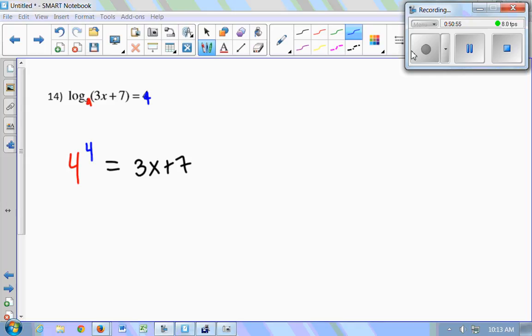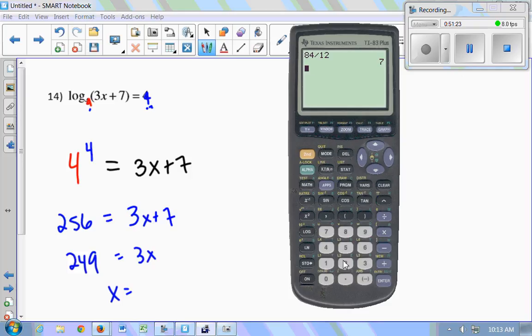So the red 4 is the base. The blue 4 is the exponent. And the 3x plus 7 is the output. And then I just have to solve this. So 4 to the 4th is 256. 249 divided by 3. 83.